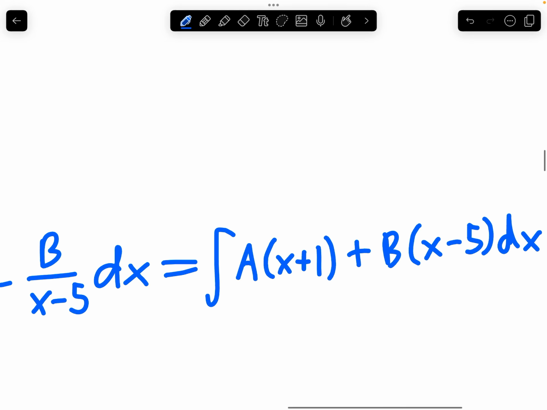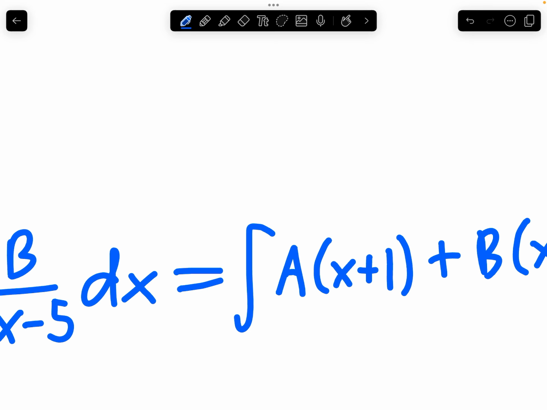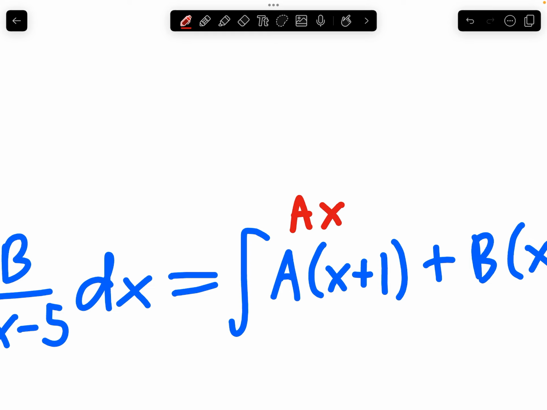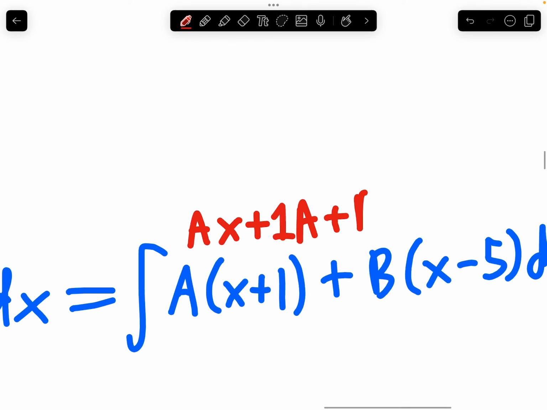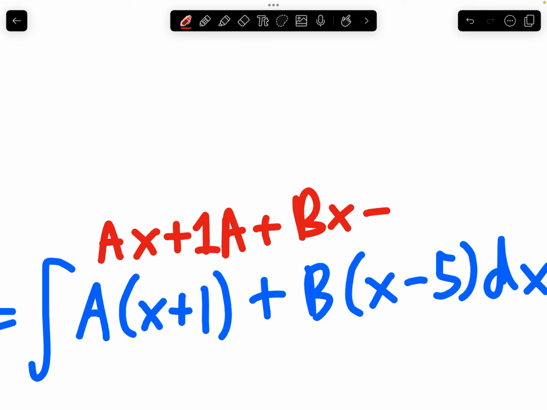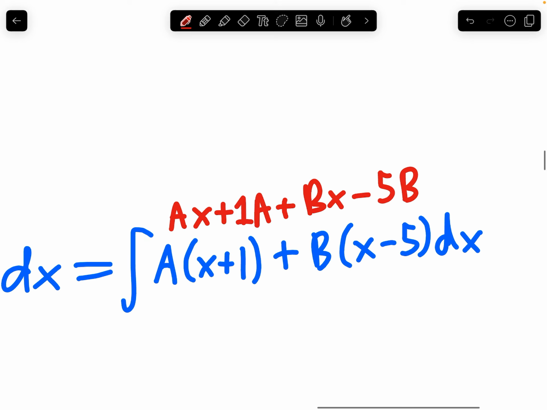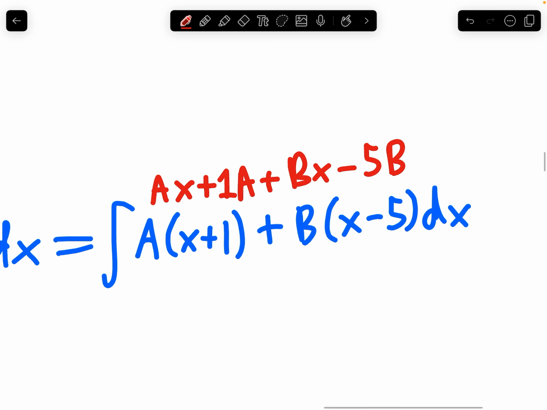dx. And actually, we're going to simplify this even a bit further, to Ax plus 1A plus Bx minus 5B. Oh, A's and B's are not the same thing. Look, I only learned my ABCs until I was 4, so yeah, whatever. Okay, we're moving on. Anyways, so then we get to something like this.